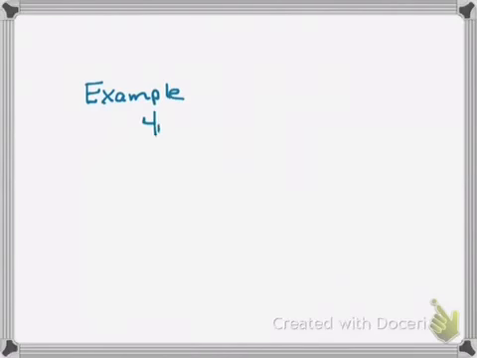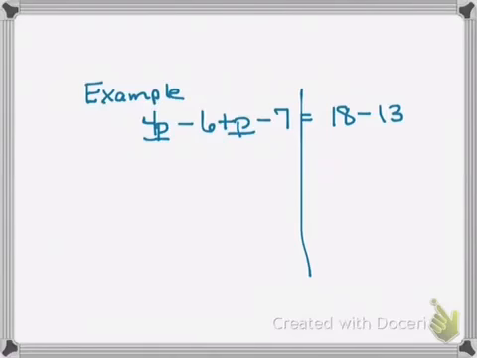Let's try another one. This time I don't have any parentheses, but I do see some like terms on each side. So let me look just at the left side. I have 4p plus p, which I can combine, but I also have constants. I have negative 6 and negative 7. So I've changed my subtractions to adding the opposite.